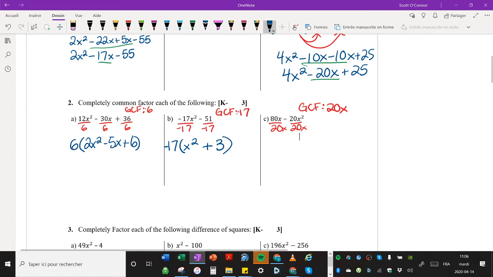And then I'm going to set up my brackets, 20x bracket. What's 80x divided by 40x? It's 4. What's 20x squared divided by 20x? It's x. And so there is my answer.